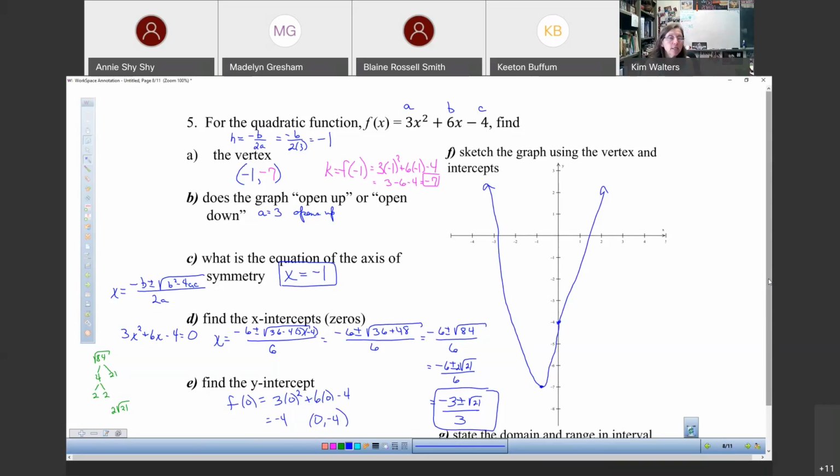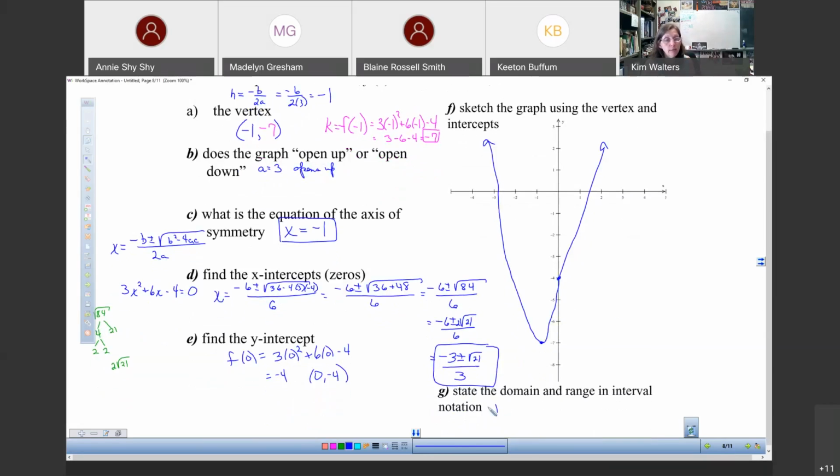All right, domain and range. Domain, still polynomial function, negative to positive infinity. Range involves negative 7. Is negative 7 the first value or the second value in my range? It is the first value. Excellent. So it's going to be negative 7 to positive infinity.